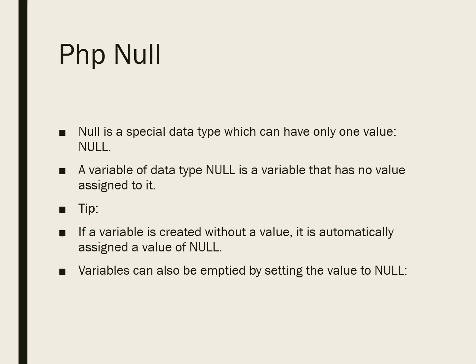The tip of the null is that if a variable is created without a value, it will automatically assign the value of null to that variable in that particular function or program. Variables can also be emptied by setting the value to null. If you have to empty some variable in which a number of characters or constants or variables are present, then we can simply null that value and it will empty all of that case. All the variables or function values will be removed from there.